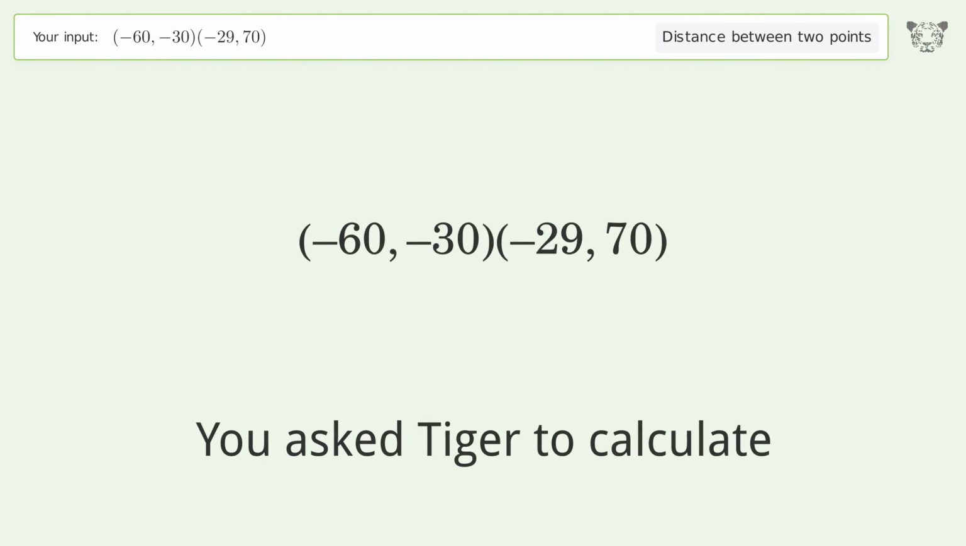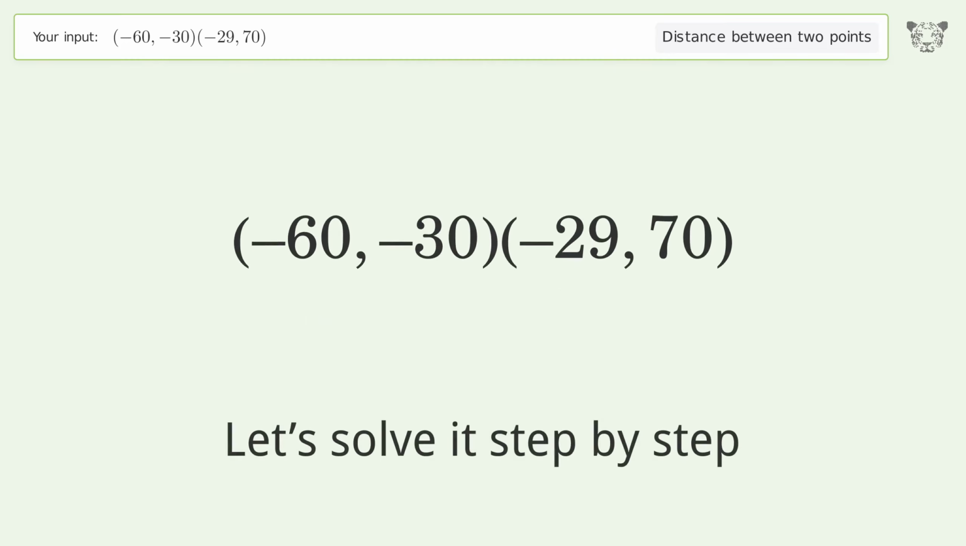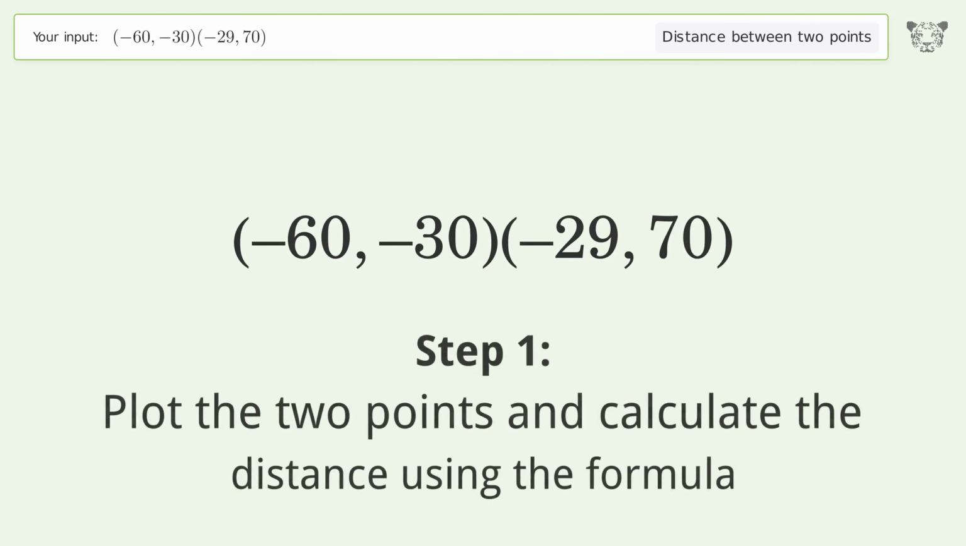You ask Tiger to calculate. This deals with the distance between 2 points. The distance between the 2 points is the square root of 10,961, or 104.695. Let's solve it step by step. Plot the 2 points and calculate the distance using the formula.